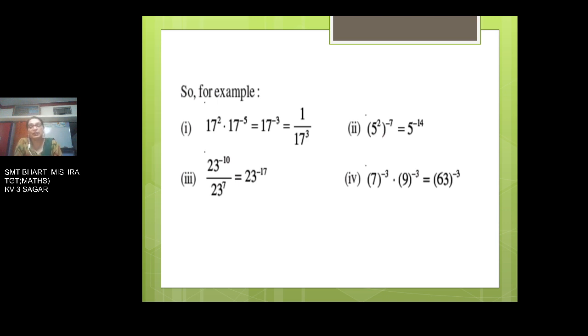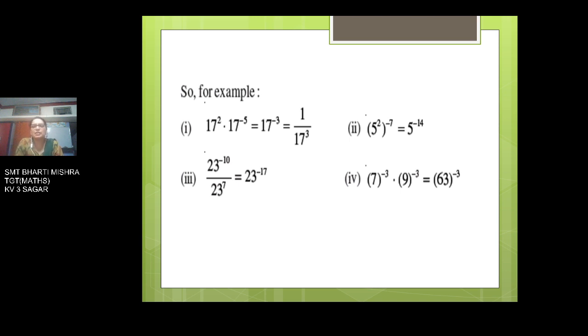We have got the multiplication sign in between, so the exponents are added. So 2 plus minus 5. Minus 5 plus 2 comes to be minus 3, and making this negative exponent positive, we will consider 17 to the power 3 in the denominator. It comes to be 1 upon 17 to the power 3.